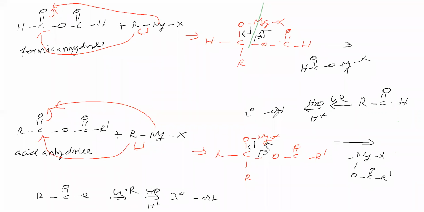Next, up to now we have discussed alcohols. Now we will discuss phenols, the preparation of phenols. Now we will take chlorobenzene. Chlorobenzene is treated with sodium hydroxide at 623 Kelvin and 300 atmosphere.